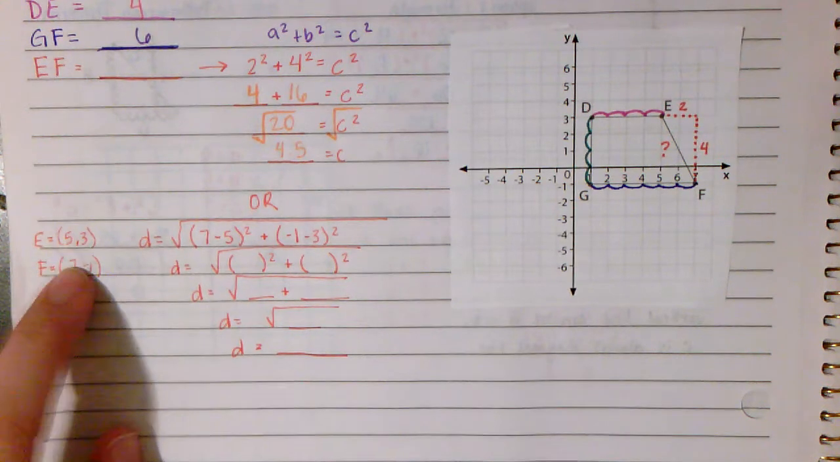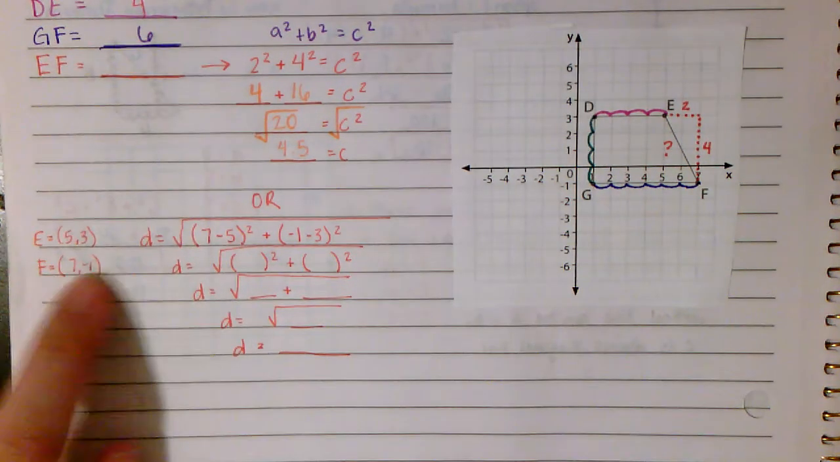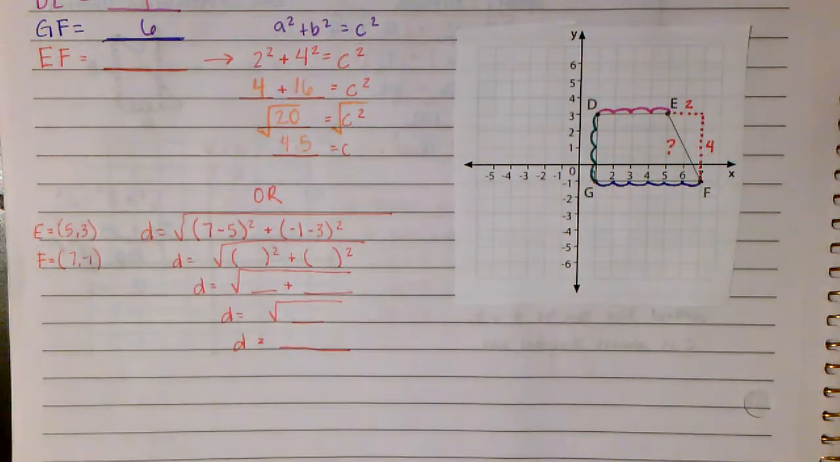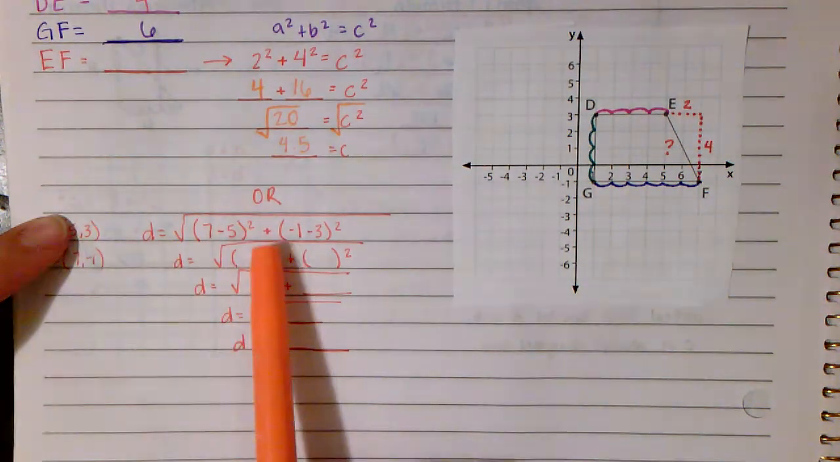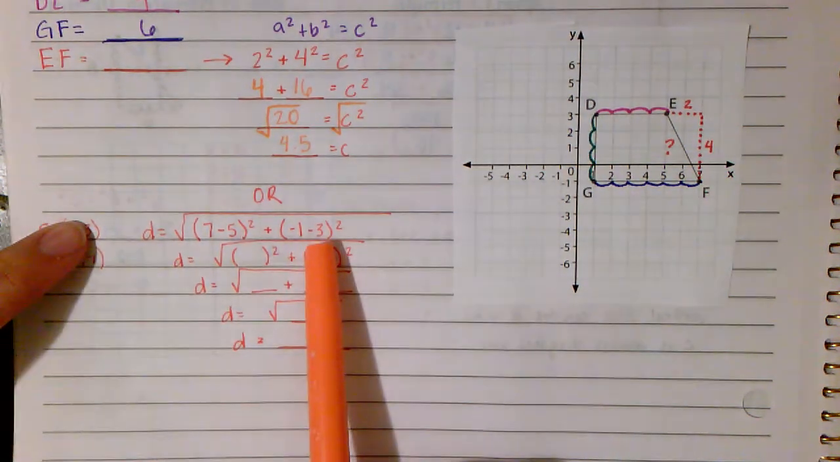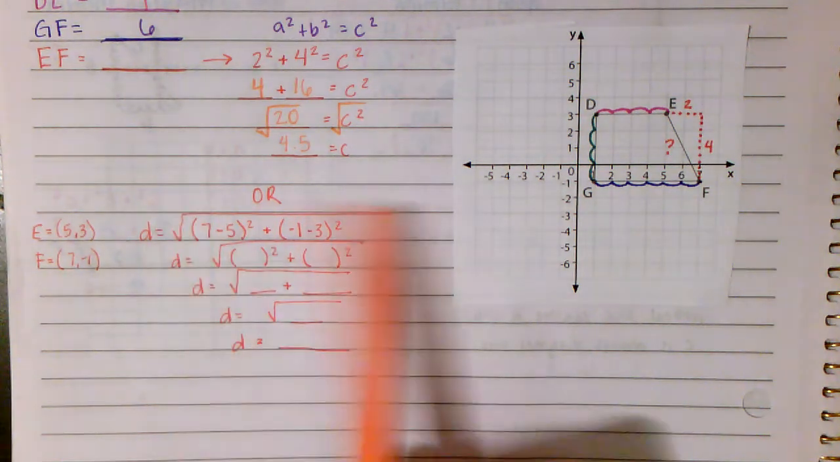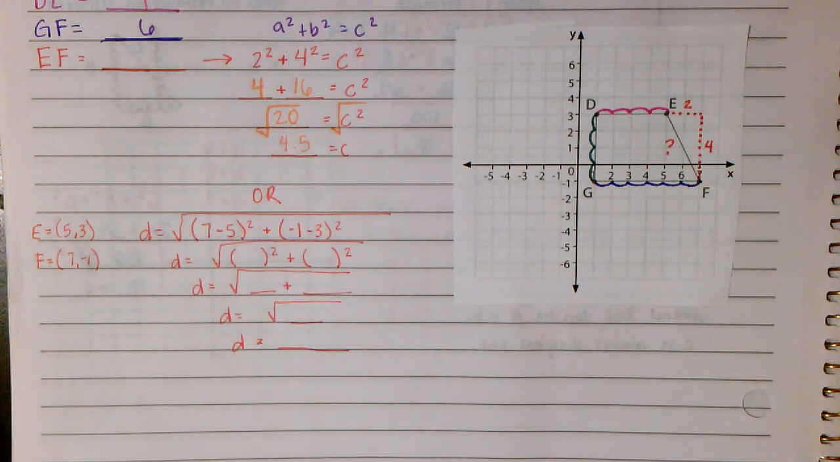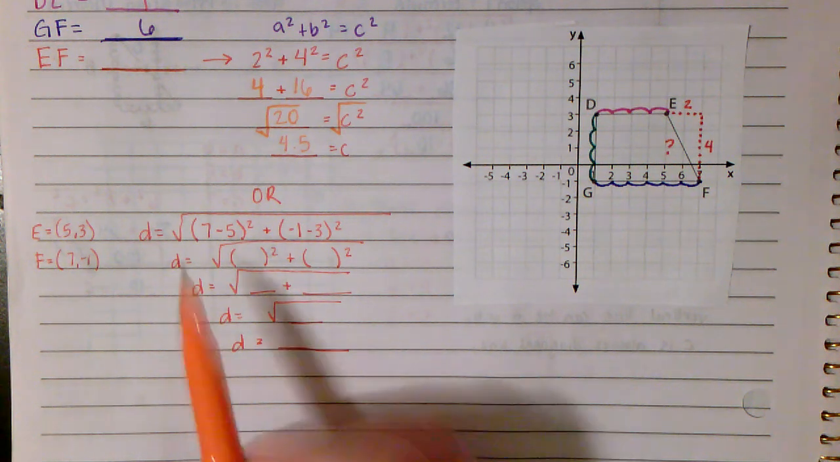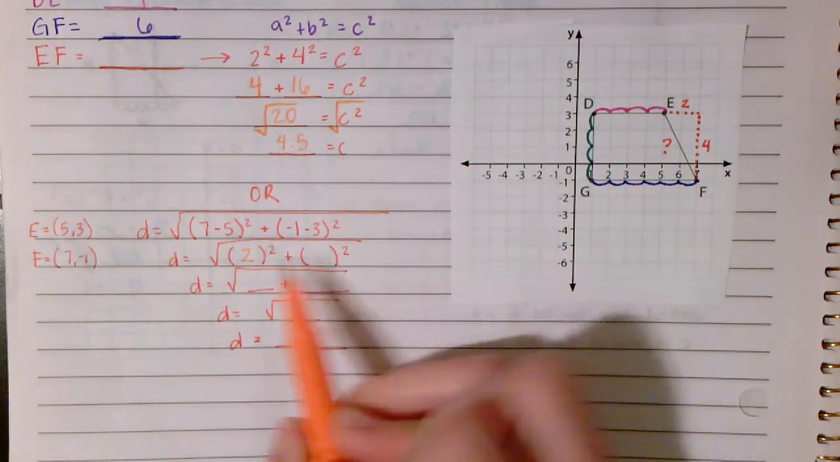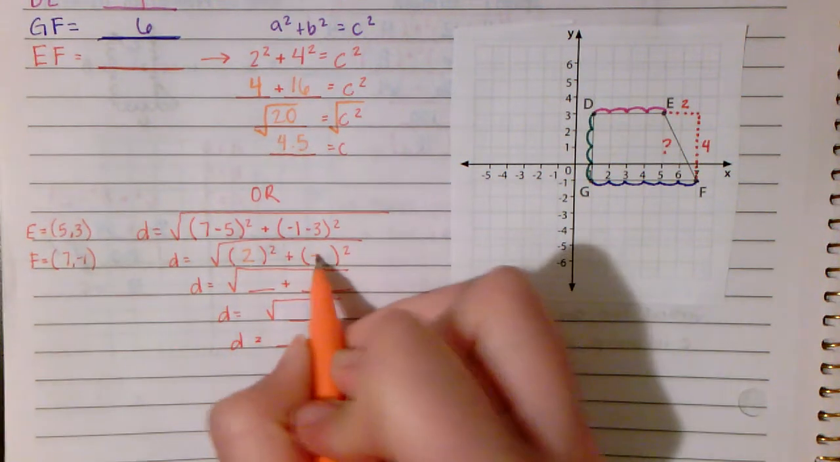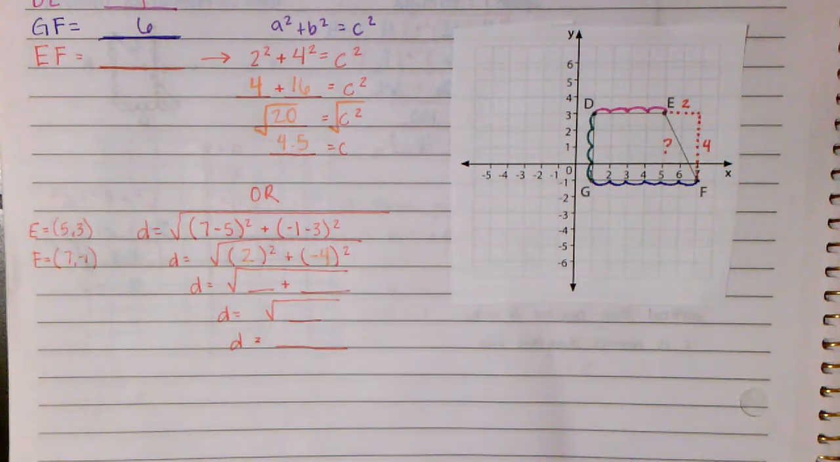So using these 2 points as my x1, y1, x2, y2, I plug them in. x2 minus x1 squared plus y2 minus y1 squared, and all of that is under the square root sign. So now we just start simplifying what we can. 7 minus 5 is 2, so that's going to be 2 squared. Plus negative 1 minus 3 is negative 4. Remember, same signs, add them together.